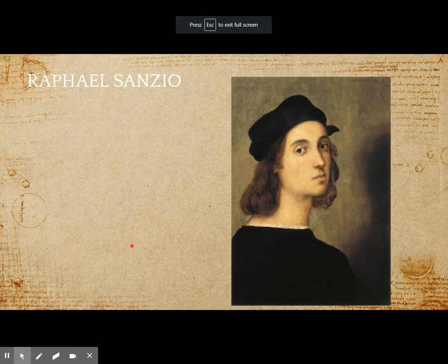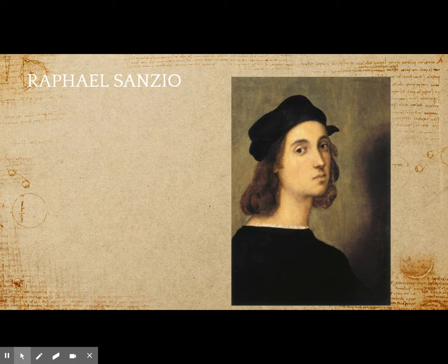Okay. Now, our last person that we're going to be talking about is Raphael. And this painting of him doesn't really give the sense of who he is. DaVinci was the distracted scientist, and Michelangelo was the grumpy old guy who didn't like anyone, and no one liked him because he was so cantankerous. Raphael was the guy that everyone loved.